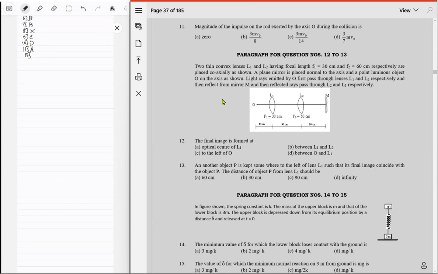This is going to be long. Optical center of L1 to the left of whatever. We need to find the final image. And what, another object P kept the same. Just 30 centimeter, right? It's like 45. Let's do it.